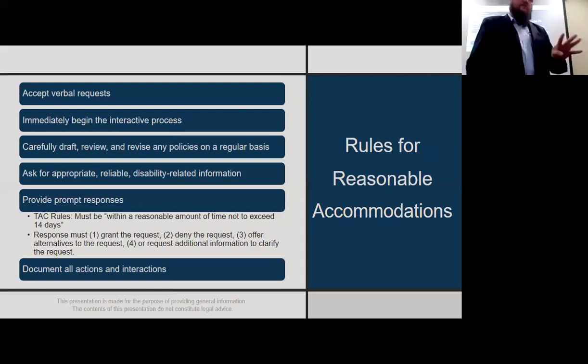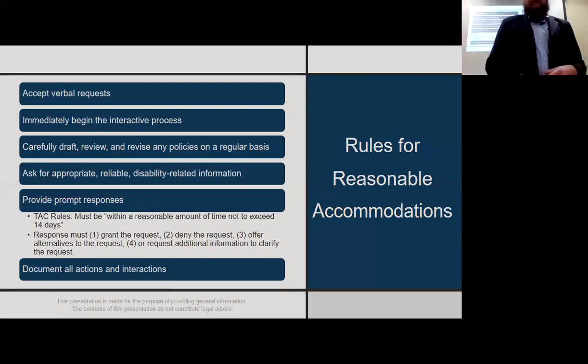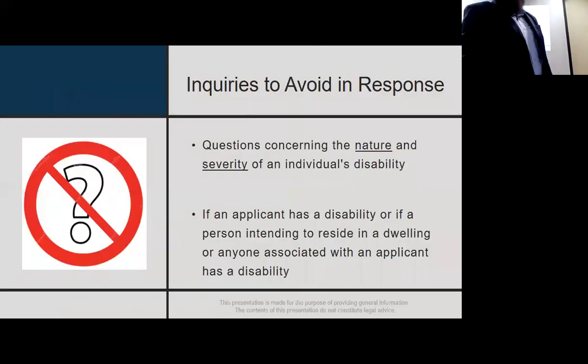And there's really only four responses you can give. You can grant the request, you can deny it, you can offer alternatives, which is again back to that interactive process of finding what is necessary to make the accommodations, or you can request the additional information that you may need to make a determination on what is necessary.